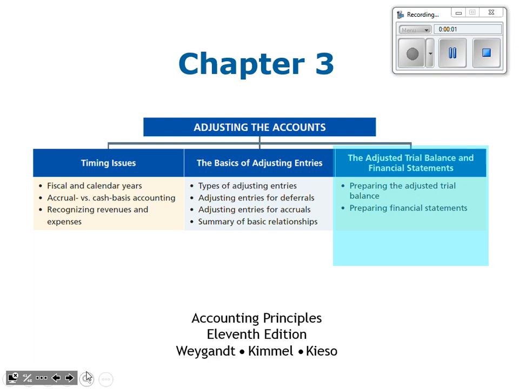We've made it to the end of the chapter. We just have the last section to do. There's a big disconnect, if you ask me. They talk about adjusting entries. My personal opinion, but again, I'm not the textbook writer.